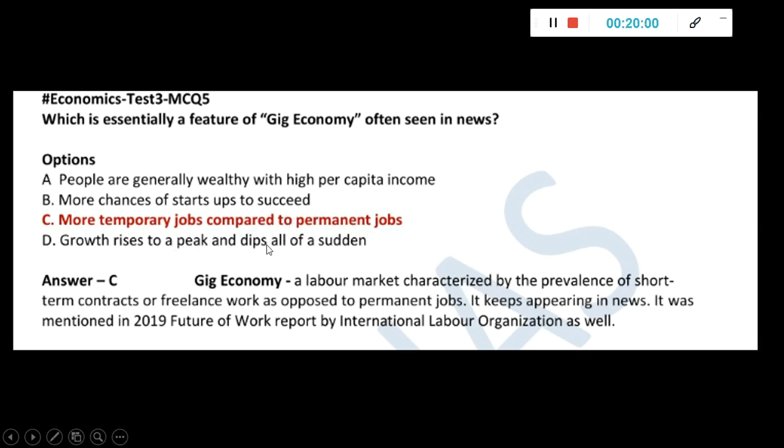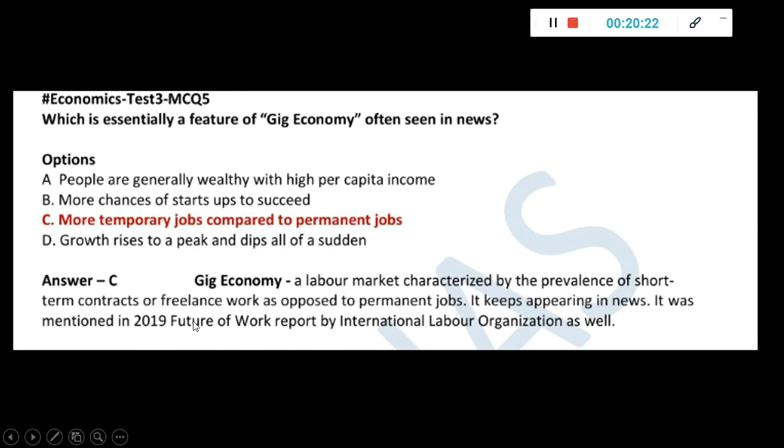And in my full test 8 or 9, I have told more economic concepts which are related to a lot of curves. Like this: growth rises to a peak and dips all of a sudden. So there is a V curve, W curve, U curve, Z curve. There are many curves in economy which tell us how the economy performed in recent times. So try to find out the name of this: growth rises to a peak and dips all of a sudden. Like that, many things are there.